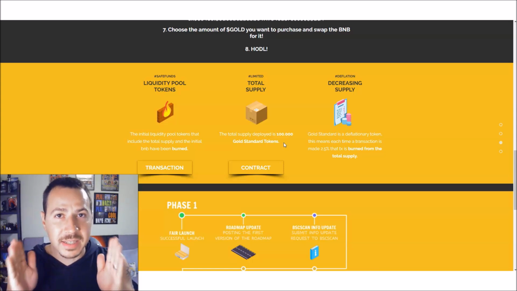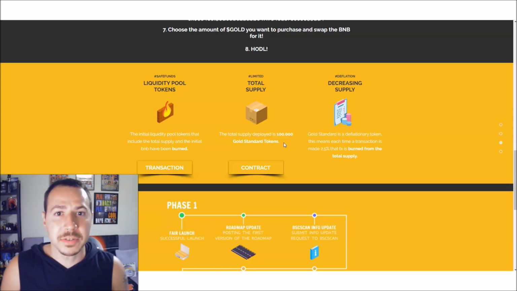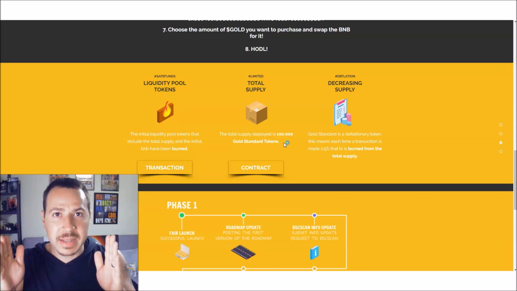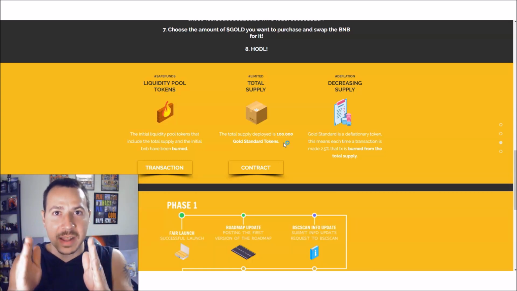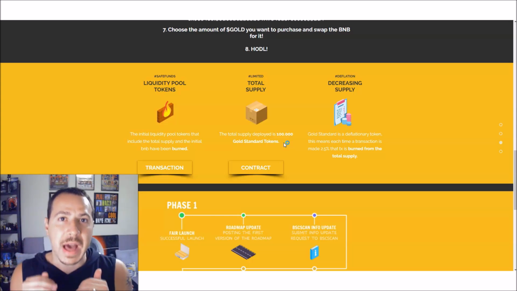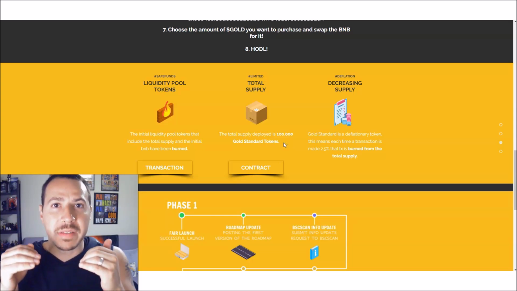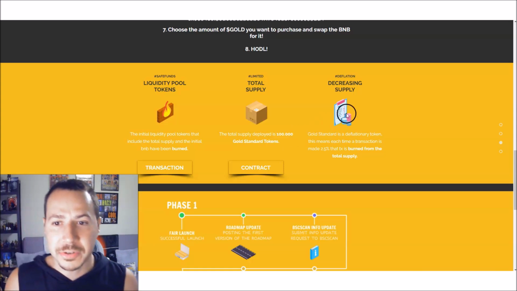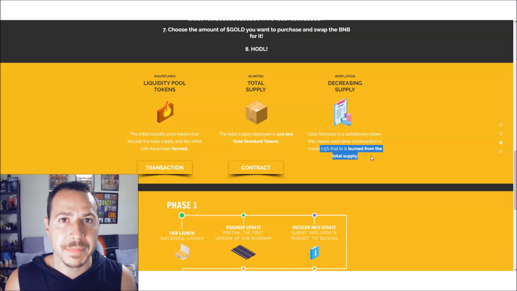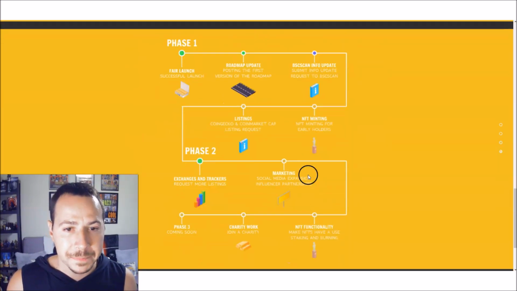Bitcoin's supply doesn't shrink. With every transaction of gold, there's less and less and less of the 100,000, which means the value is going to increase even more. It decreases the supply because there's a 2.5% tax burnt from the total supply.